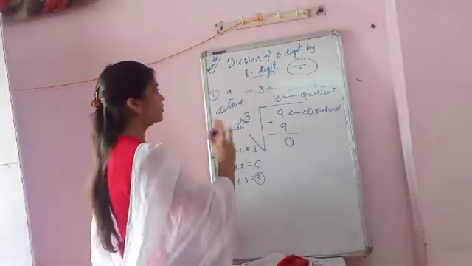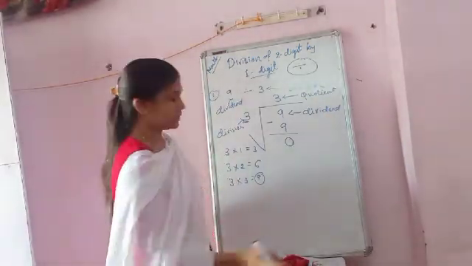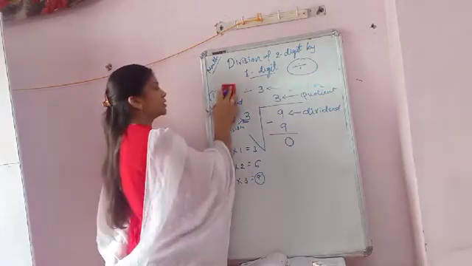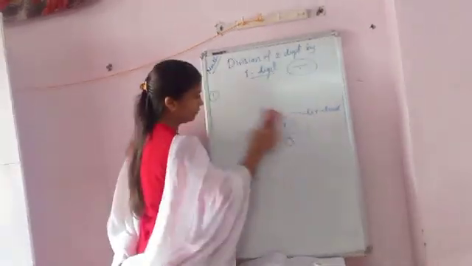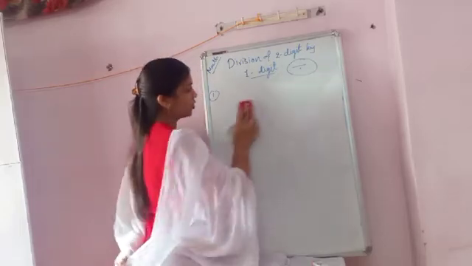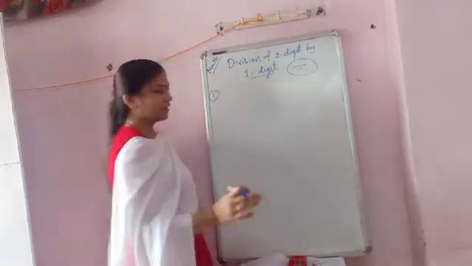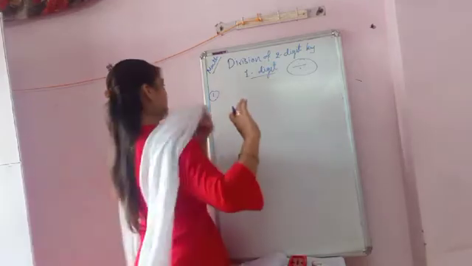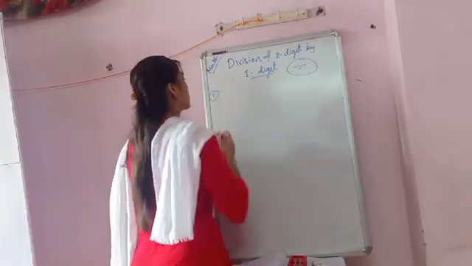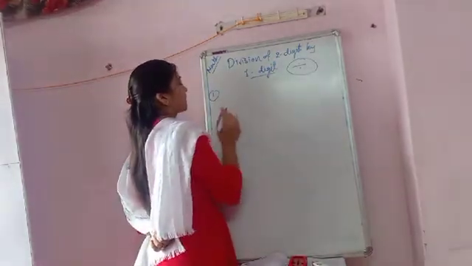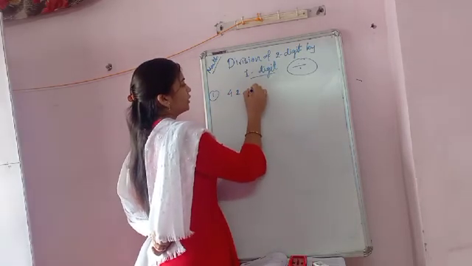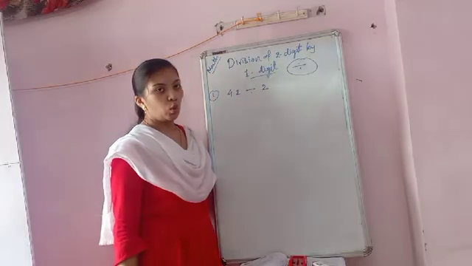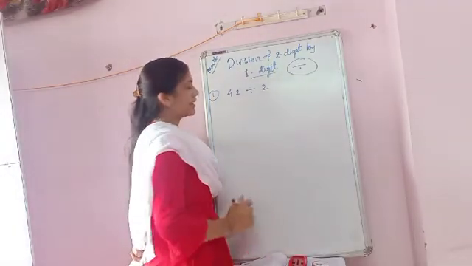That's it. This is a simple one digit by one digit. Now we are learning two digit by one digit. You have to remember the name of the dividend, divisor and all. Next, 42 divided by 2.